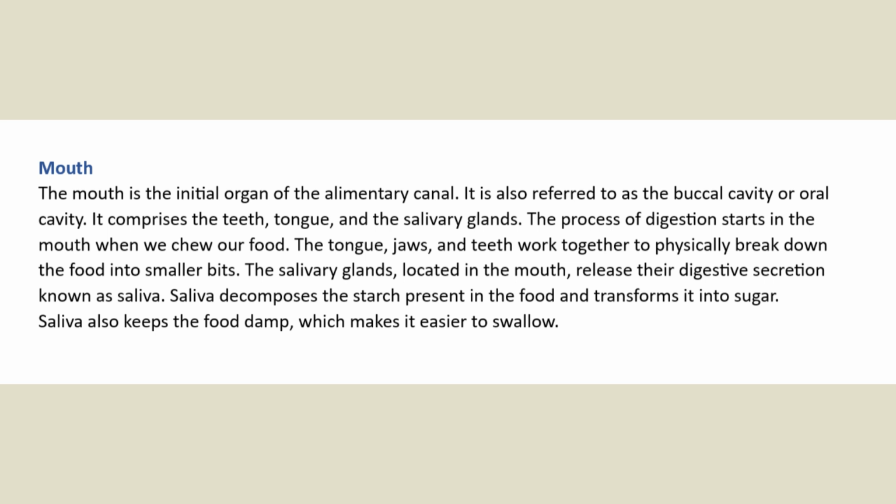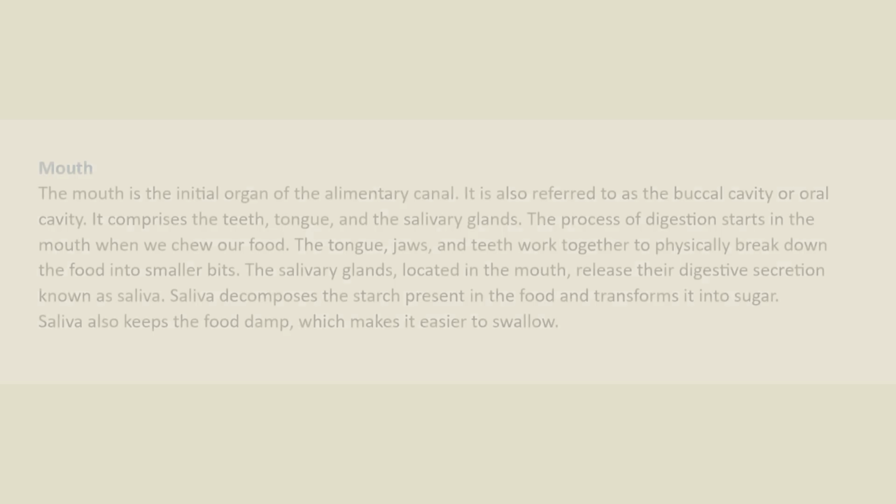The process of digestion starts in the mouth when we chew our food. The tongue, jaws, and teeth work together to physically break down the food into smaller bits. The salivary glands, located in the mouth, release their digestive secretion known as saliva. Saliva decomposes the starch present in the food and transforms it into sugar. Saliva also keeps the food damp, which makes it easier to swallow.